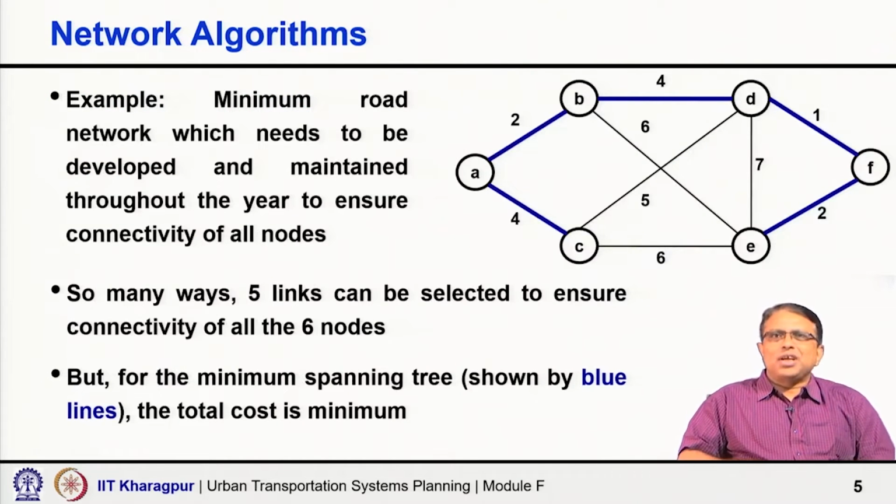That is what I have shown here. Okay. So, you can ensure connectivity. If there are say 6 nodes, there are so many ways I can select 5 links, and in each case all 6 nodes would be connected using exactly 5 links. But among those alternatives, there will be one where the total length is minimum. That is what the minimum spanning tree is.